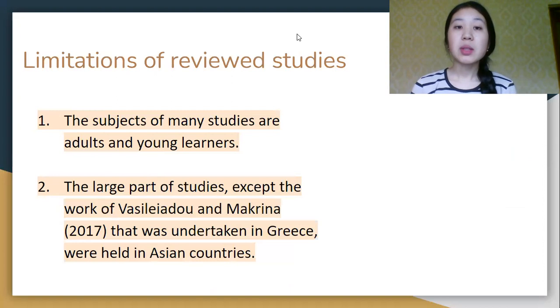However, there were some limitations of the revised studies. So the first one is the subjects of many studies are adults and young learners. There were only few studies that were conducted among teenagers and university students especially.